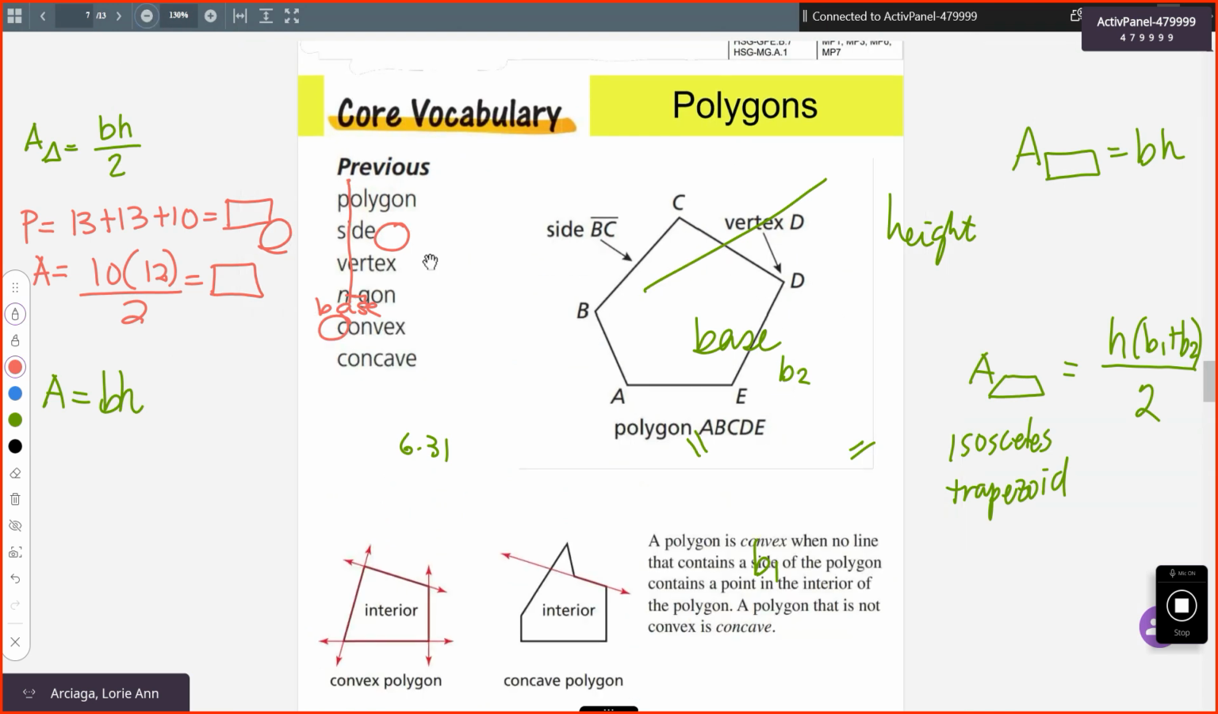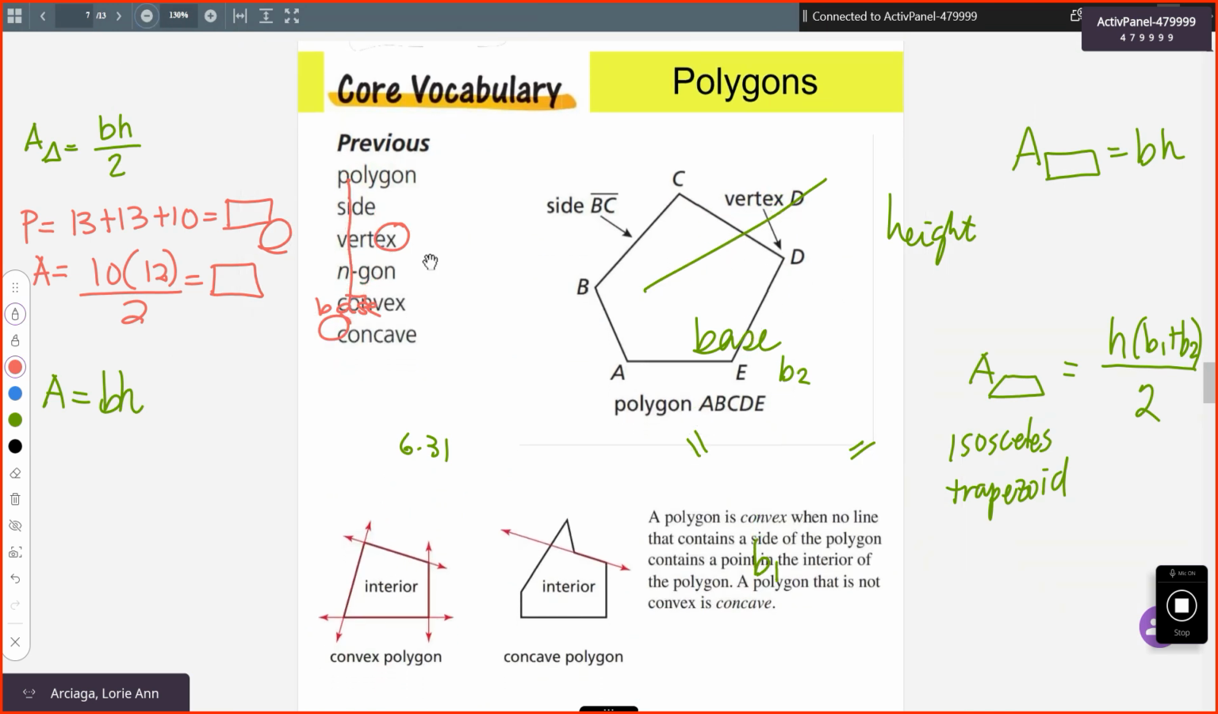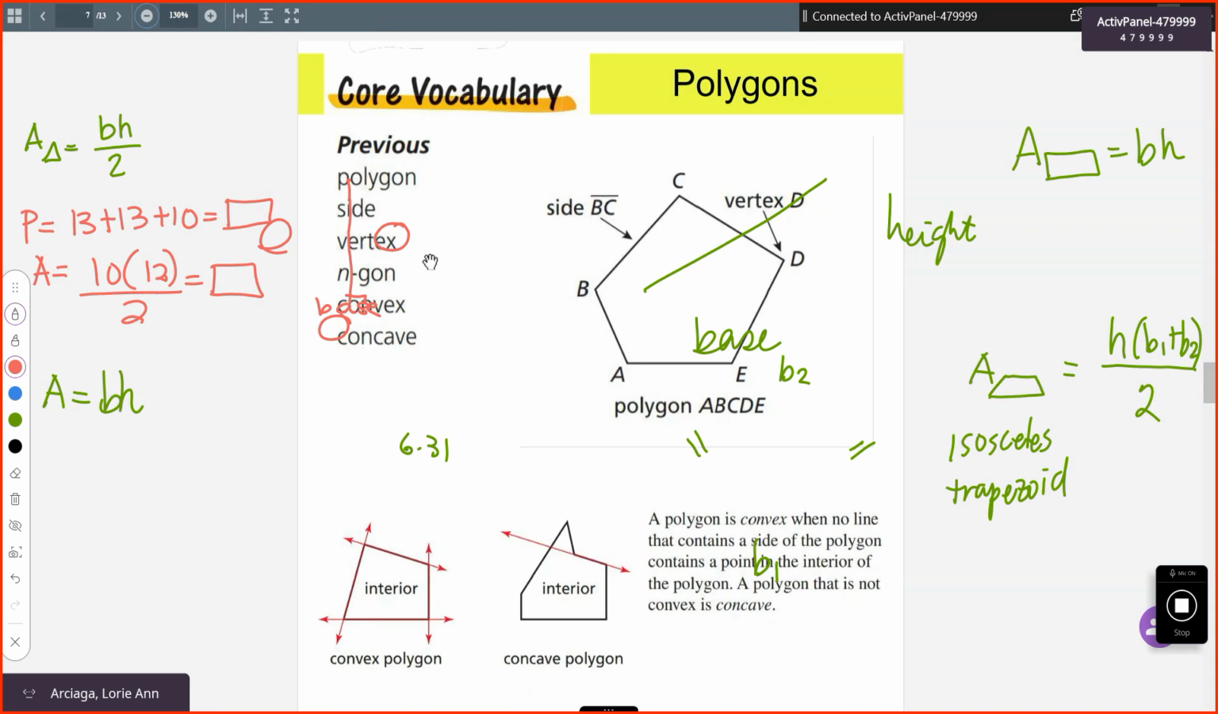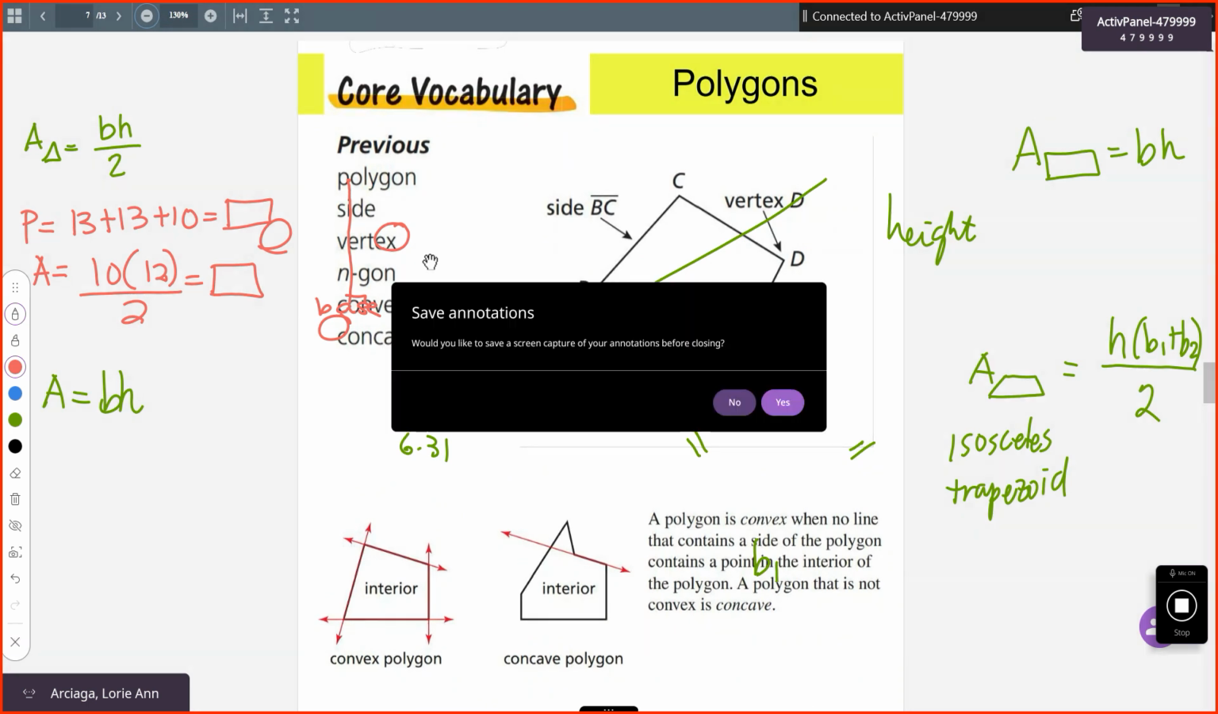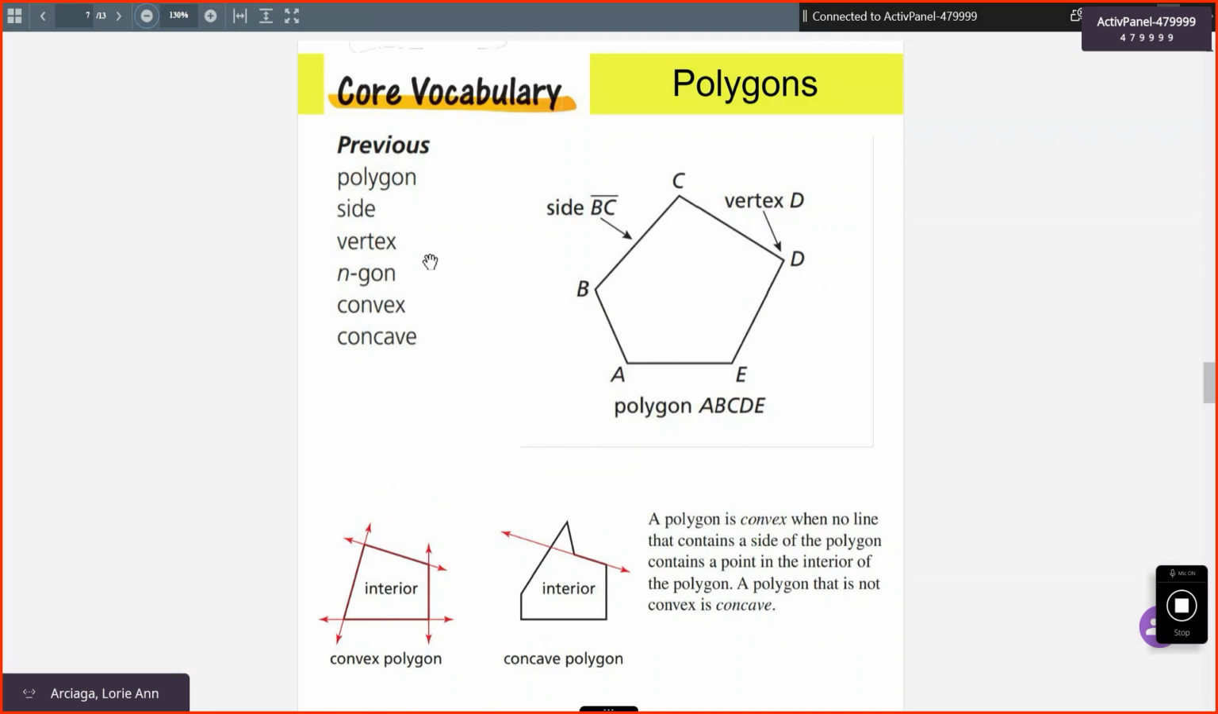Okay. All right, so it's done. If you're not yet done with the warm-up, you have to pause. It will save your initial answers. You can go back to it later on.